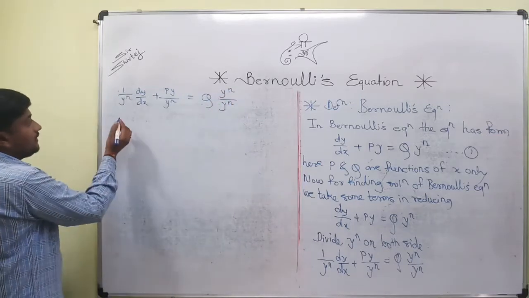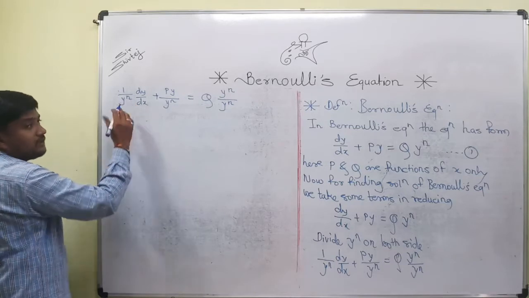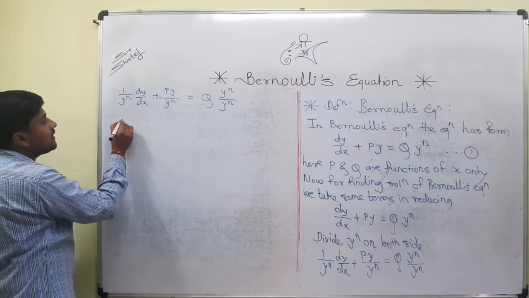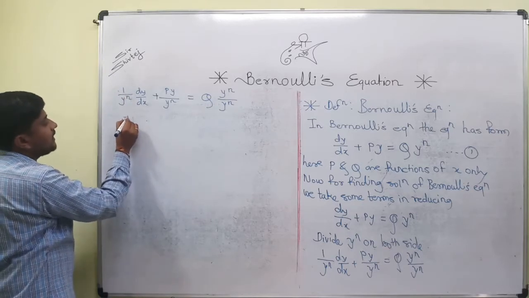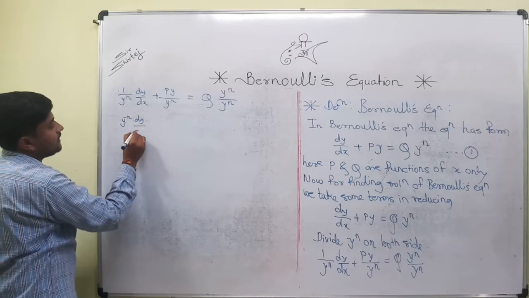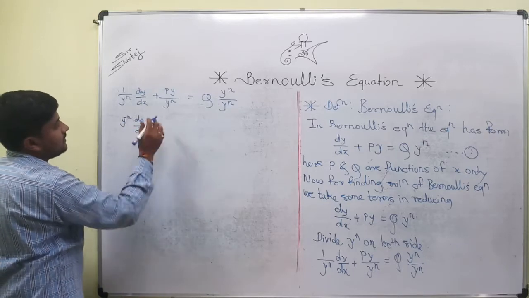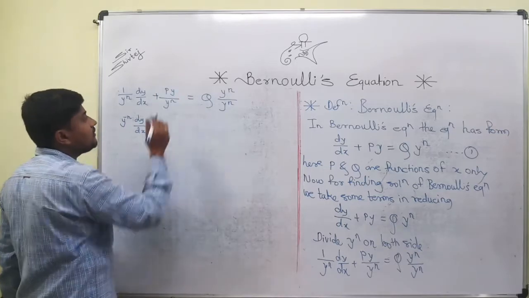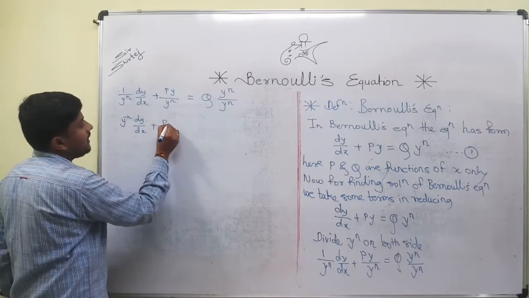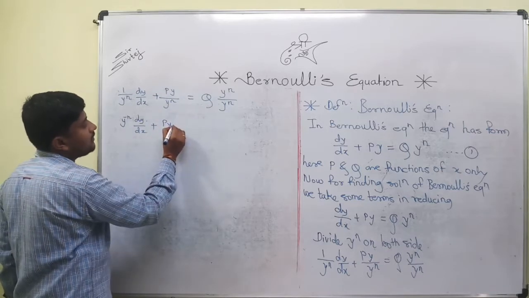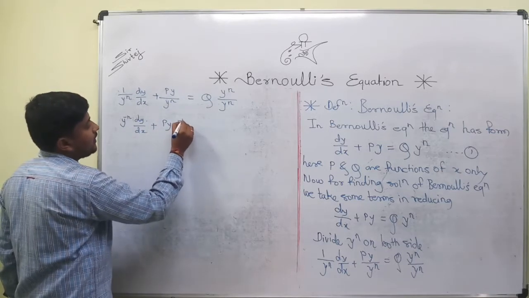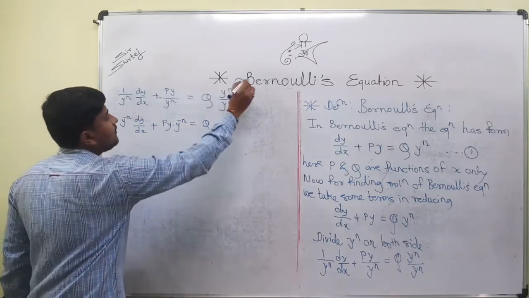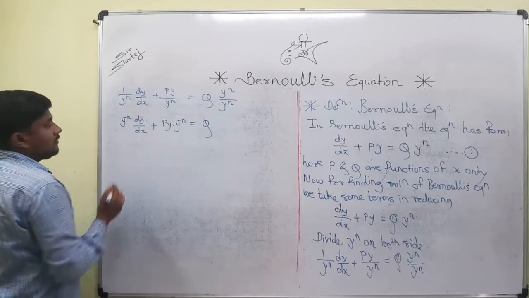Here y raised to n comes into the numerator, so it becomes y raised to minus n dy by dx, plus, as it is, y raised to n comes into the numerator so it becomes Py as it is taken, with y raised to minus n, which is equal to Q as it is, and y raised to n and y raised to n cancel.